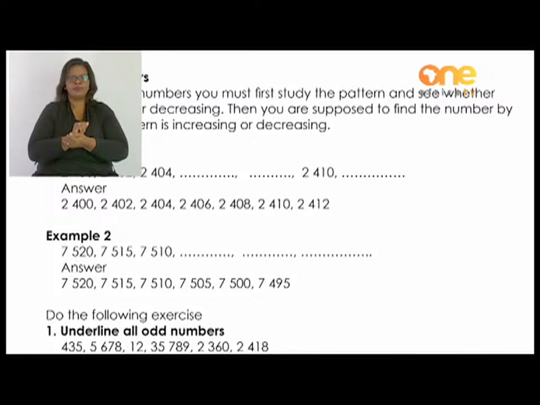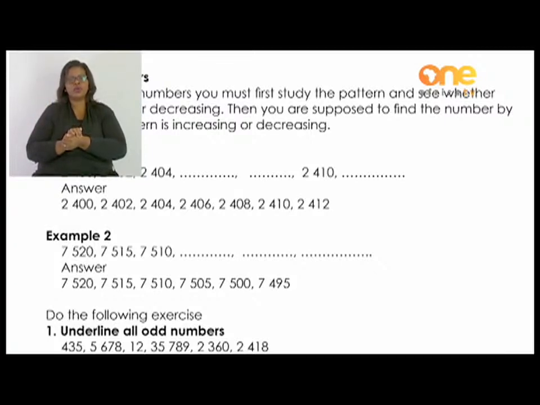So it means we are supposed to subtract 5 for us to get the next term. So if we say 7,510 minus 5, we go to 7,505, which is our first missing number. Then you subtract 5 again, we go to 7,500. Then to get the last number, we subtract 5 again, we go to 7,495.